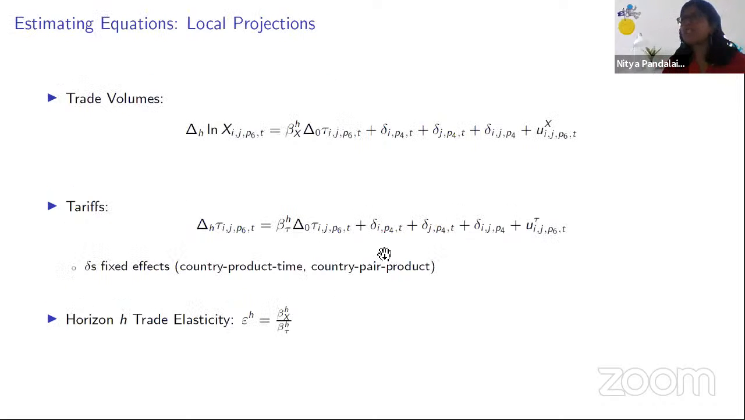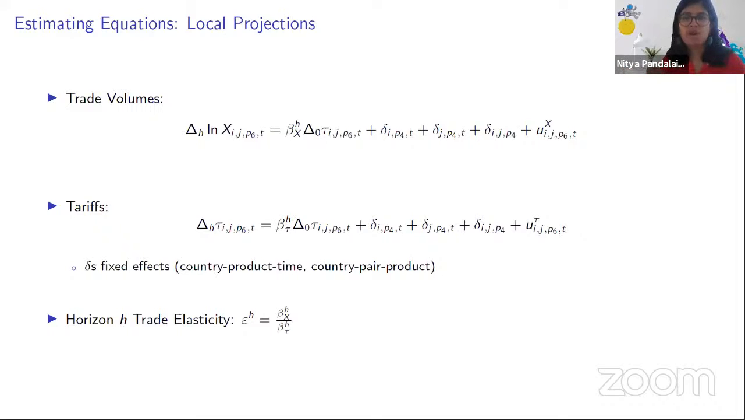Our actual estimating equation is going to be a local projections estimating equation. And I'm going to go through this in steps. So we're going to estimate local projections both for trade volumes and for tariffs. To begin with, we're going to estimate our trade volumes equation, which is regressing the h-period change in trade flows in a 6-digit product on an initial change in tariffs. So this is delta naught. So it's an initial shock in tariffs with a bunch of fixed effects. And if that initial shock in tariffs was just a one-off change and nothing else ever happened, then this beta_h^x, the coefficient on the tariffs, would be my horizon h trade elasticity.